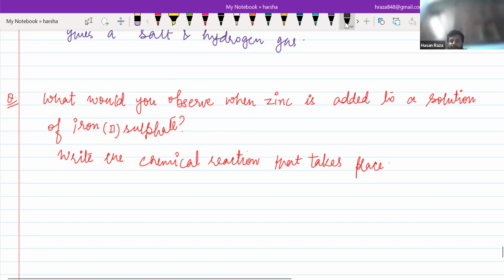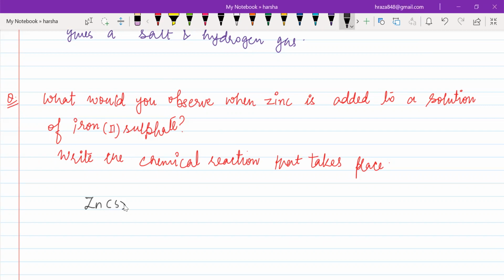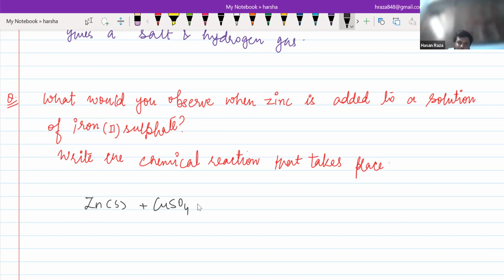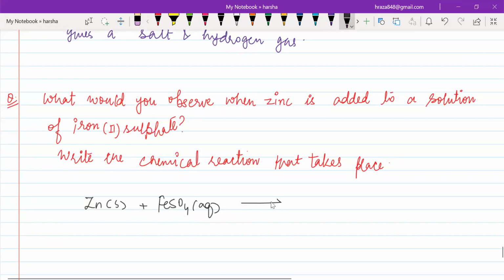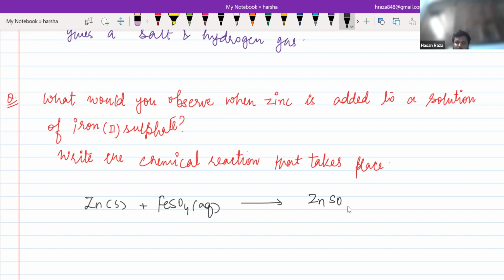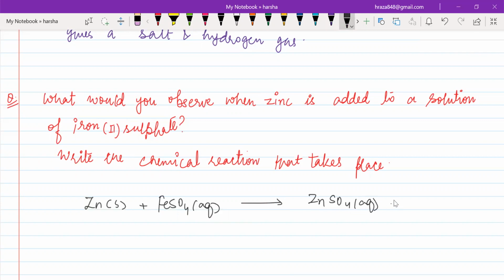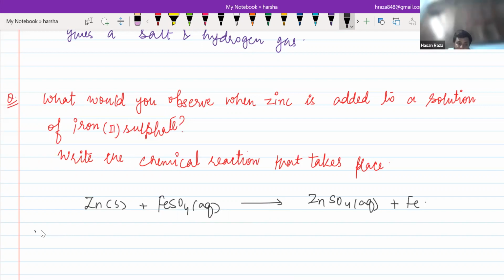You will observe, I think, a displacement reaction. You know the chemical reaction? Zinc in solid plus iron sulfate in aqueous solution. So what happens here? Zinc sulfate in aqueous solution, and then iron. So what would you observe? Basically, zinc is more reactive than iron.